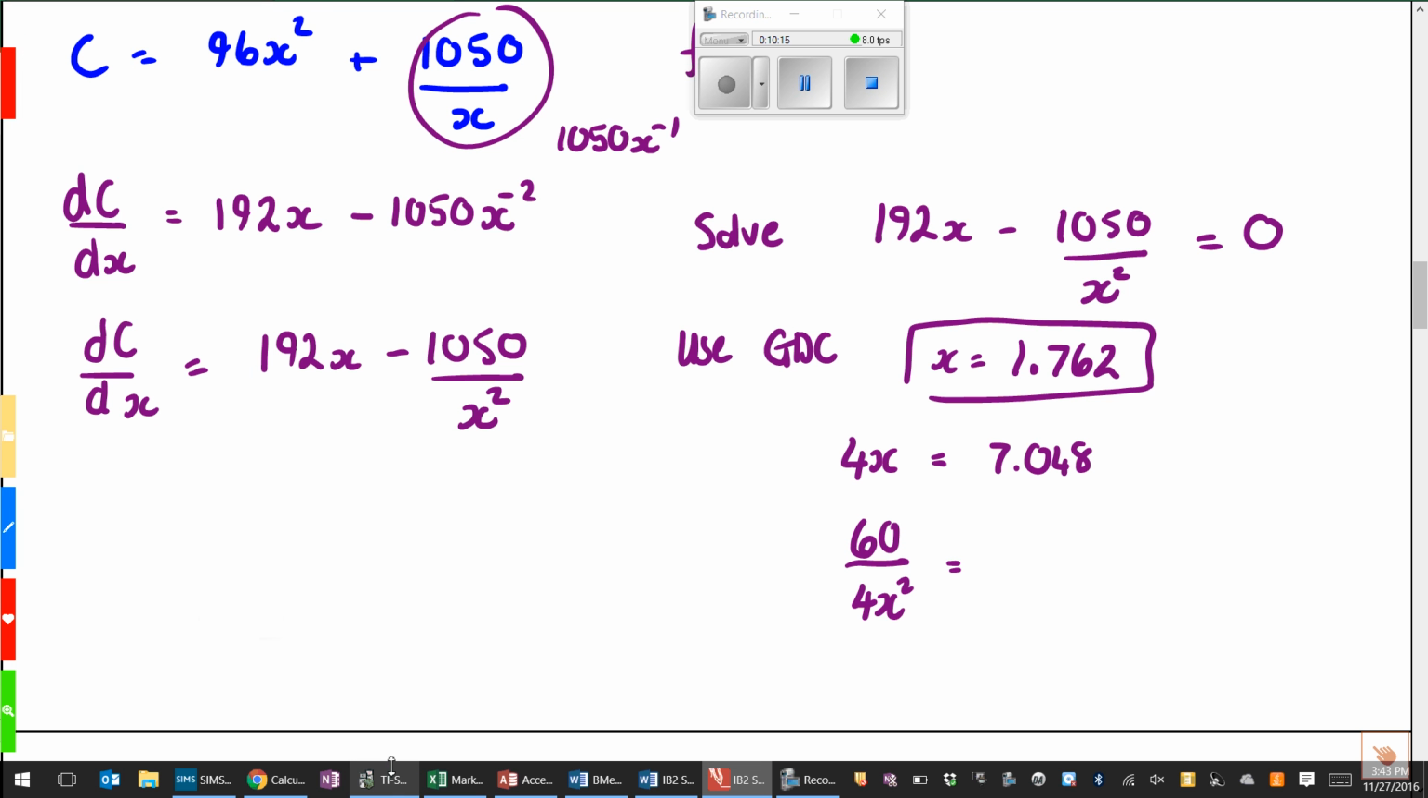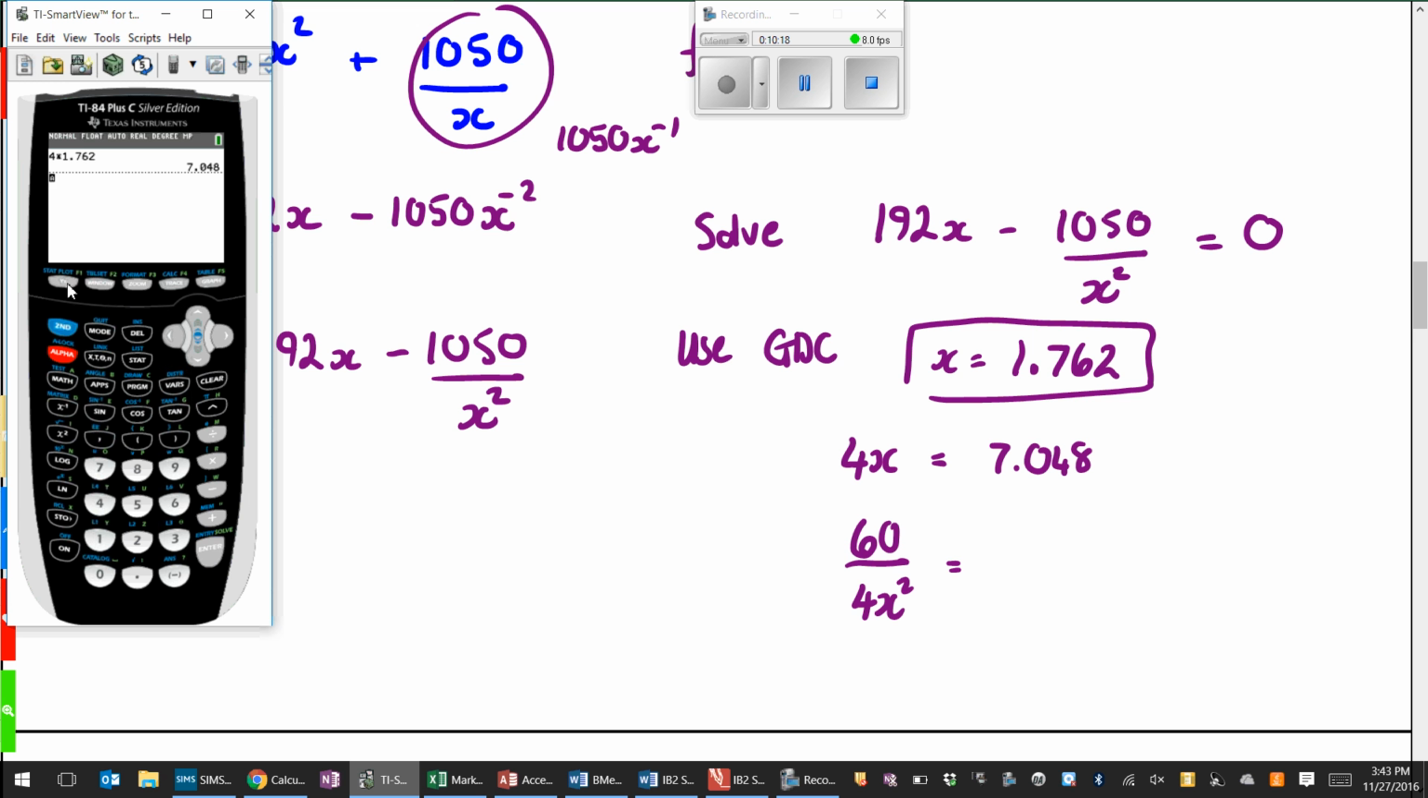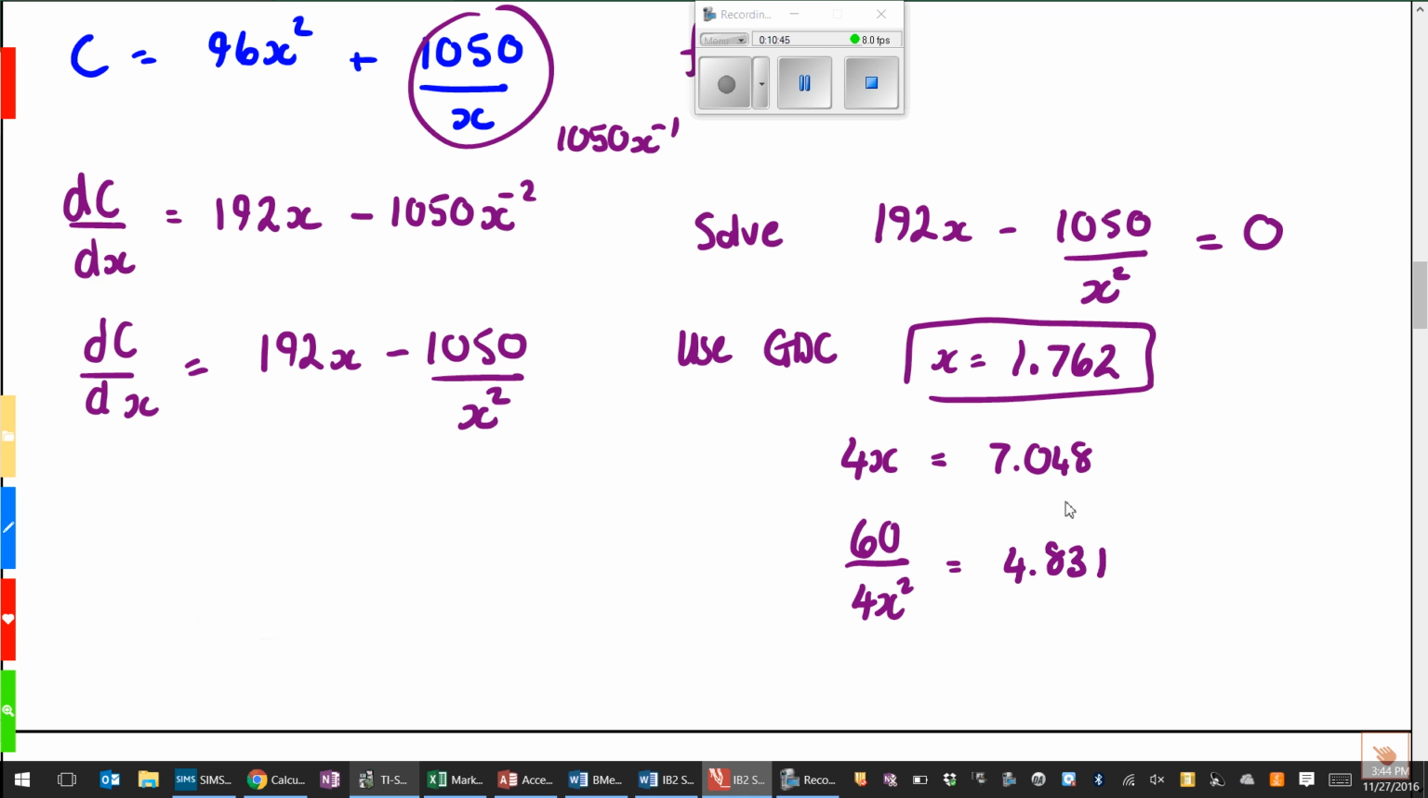And then I've got to use my fraction and do 60 divided by 4 times 1.762 squared. Let's enter, and I've got 4.831. So there I have my 3 dimensions of the cuboid, which should minimize the cost.